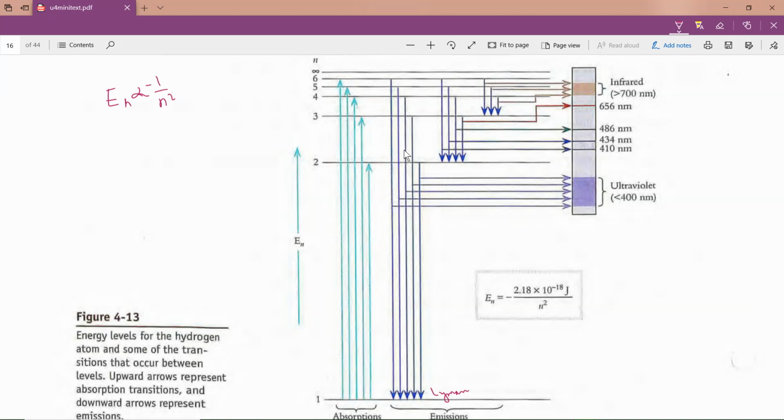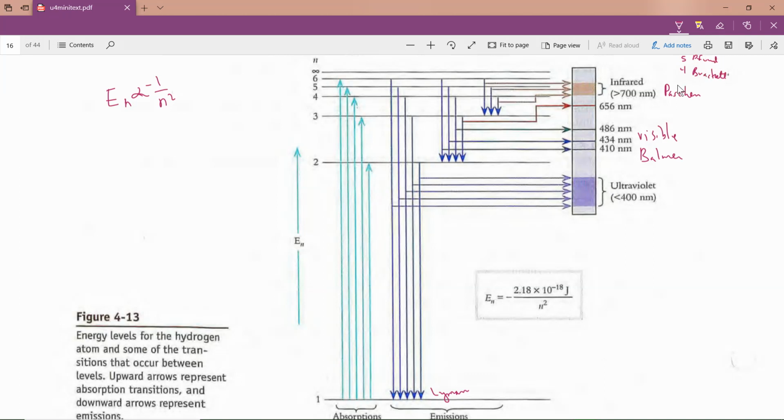If you go down to the second energy level, from energy level 6, 5, 4, 3, 2, those emissions are actually in the visible spectrum, and that is known as the Balmer series, in honor of Johann Balmer. If you go from a higher level to the third level, that's infrared, and that series of lines is called the Paschen series. Go down to the fourth level, it's called the Brackett series. Fifth level is called Pfund. So going down to the fourth level is Brackett. Going down to the fifth level from higher ones is Pfund.